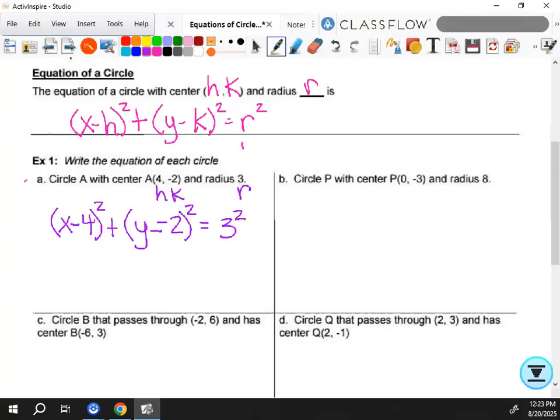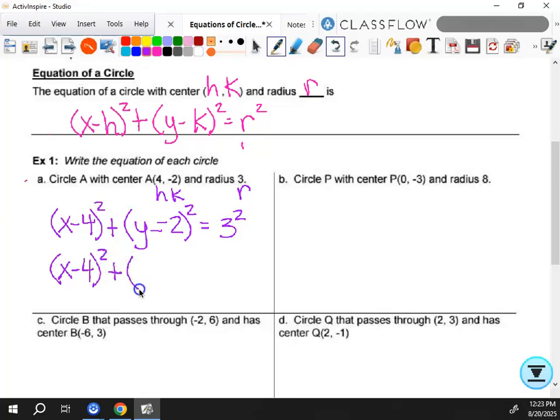Here's the good news. I don't have to actually square this. And if I did, it would not be x squared plus 16, just so you know. But I don't have to actually square that. I actually want it in that form. So this just stays (x minus 4) squared. But this I can clean up a little bit. What's y minus a negative 2? What happens when you subtract a negative? Plus a positive, so it becomes (y plus 2) squared. And then I can't leave it as 3 squared. 3 squared is 9. That's the equation of your circle.